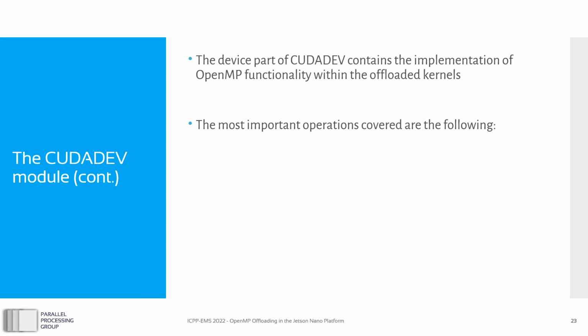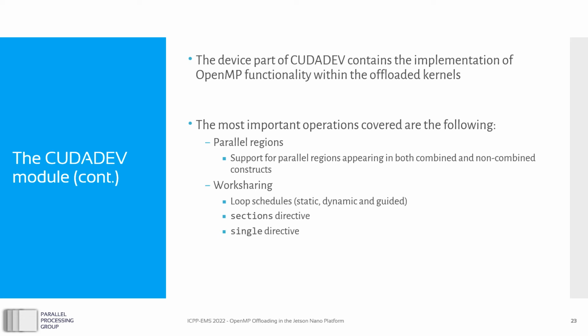The device part of CUDA-dev contains the implementation of OpenMP functionality within the offloaded kernels. The most important operations of the device part are the following. First of all, the parallel regions. We support both combined and non-combined parallel regions. Work sharing, which consists of loop schedules: static, dynamic, and guided. The sections directive as well as the single directive. And finally, synchronization, which is locks and critical regions as well as barriers.